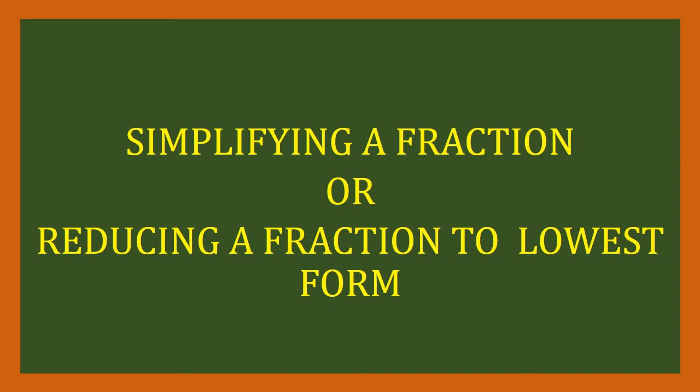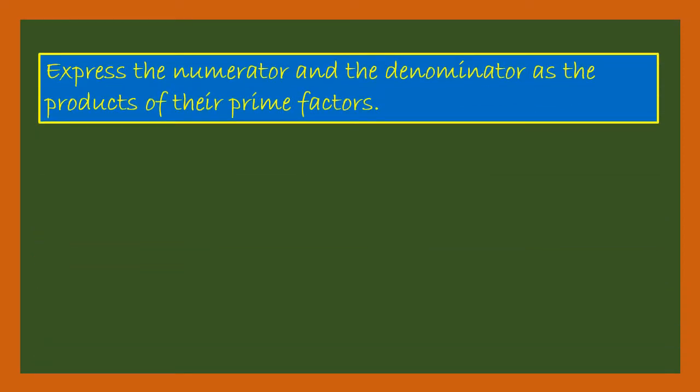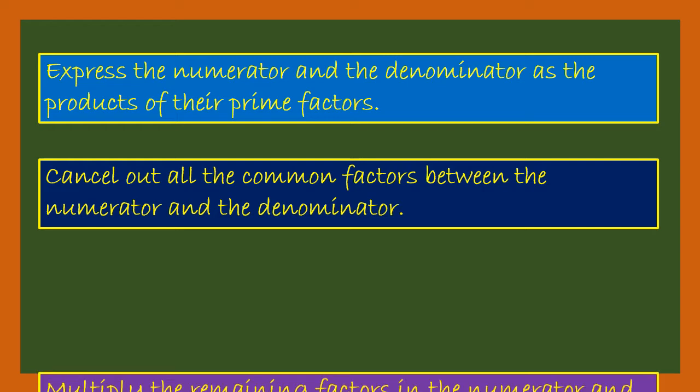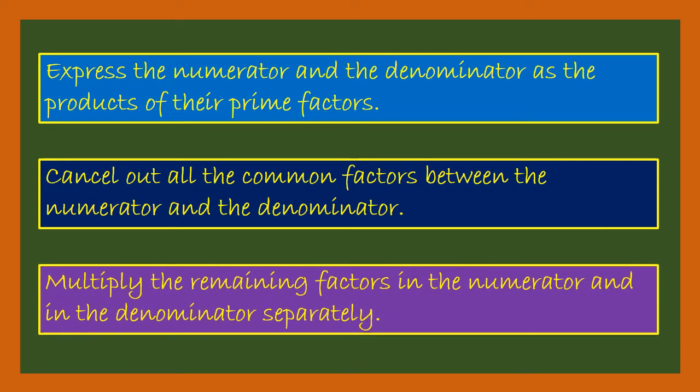To simplify a fraction or to reduce a fraction to lowest form, remember these three steps. Step 1. Express the numerator and the denominator as the products of their prime factors. Step 2. Cancel out all the common factors between the numerator and the denominator. Step 3. Multiply all the remaining factors in the numerator and in the denominator separately to get the lowest form of the fraction.